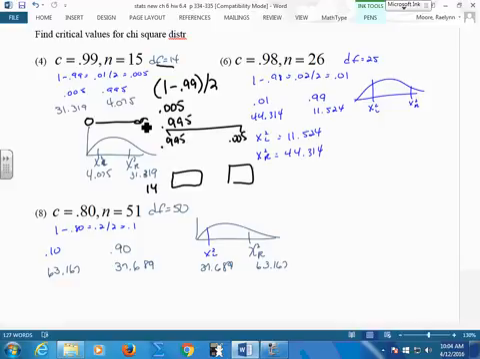The smaller number, the less number, the least number is the L, the left. The larger number is the R. That's key to this whole thing. So if you weren't here or you're not getting a good grasp on this, that's the most important part.